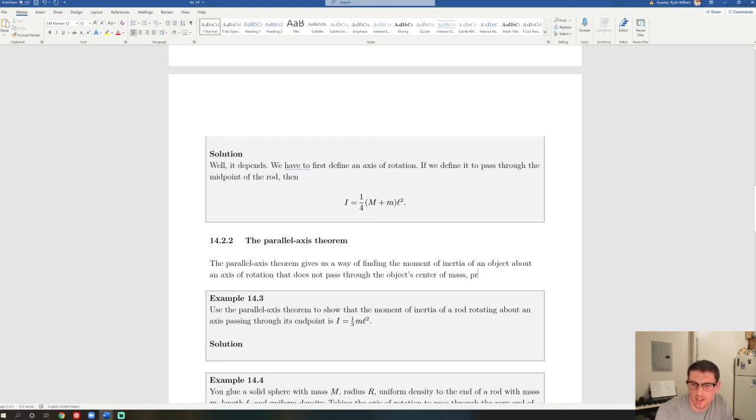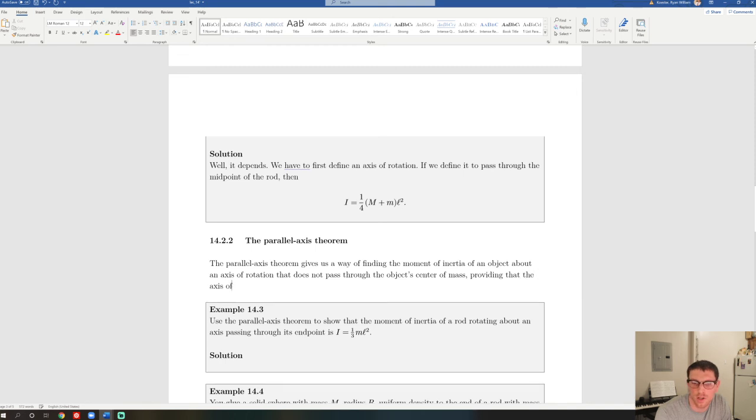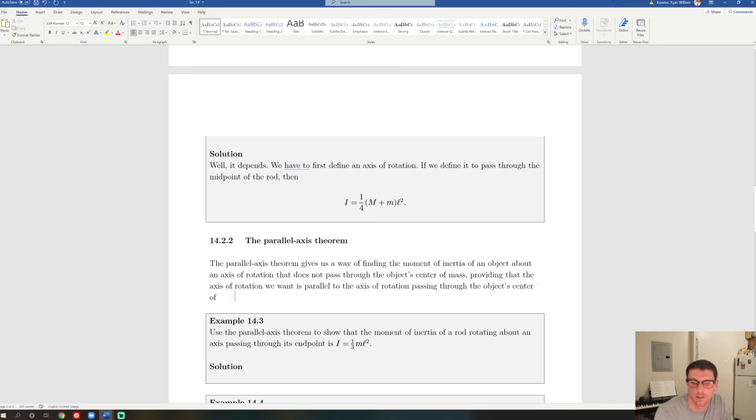And I should say, providing that the axis of rotation we want is parallel to the axis of rotation passing through the object's center of mass. Let me just check this and make sure that I like this way of phrasing it. About an axis of rotation that does not pass through the object's center of mass. Okay, and this all hinges upon us knowing what the moment of inertia of the object is when our axis of rotation passes through the object's center of mass, right?